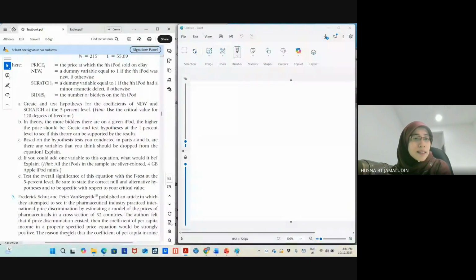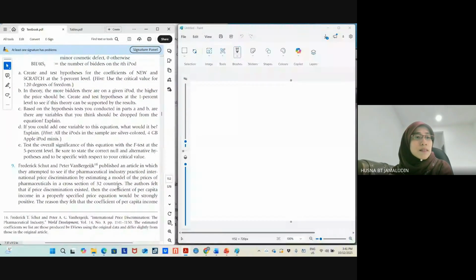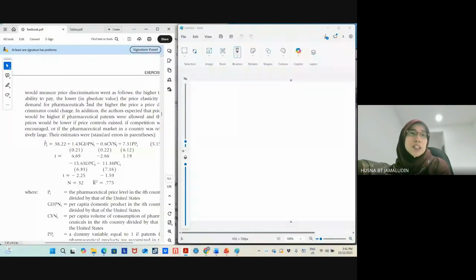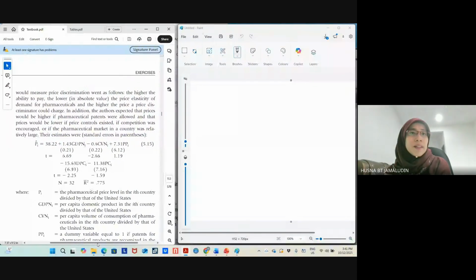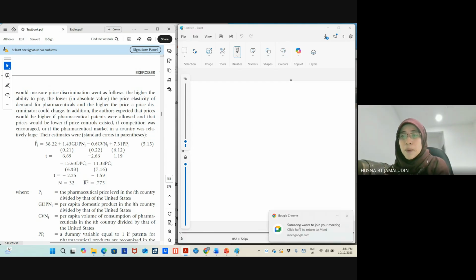The reason they felt that the coefficient of per capita income would measure price discrimination: normally we think per capita income doesn't really tell us about price discrimination. It tells how wealthy you are, whether it can measure your purchasing power. But in this case, they believe it can also measure price discrimination, and this is their argument. Remember, income per capita measures your purchasing power.